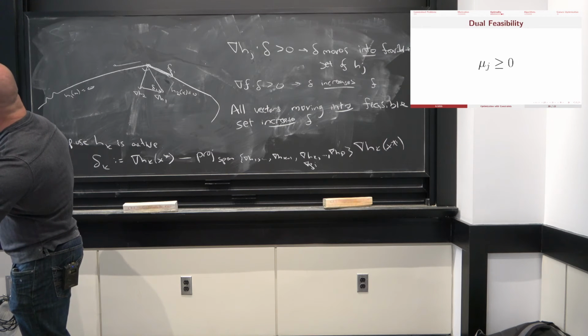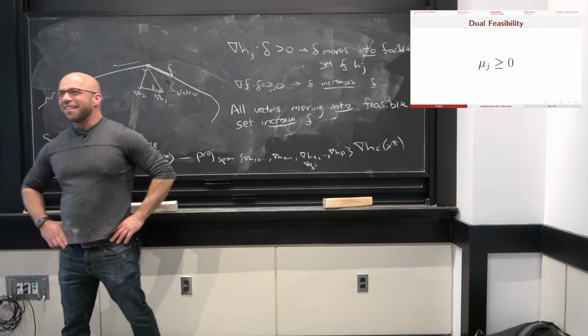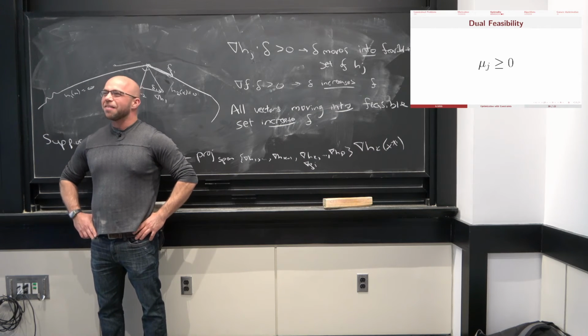So using this little argument, we derived this constraint, which even though our argument was ugly, the constraint itself is pretty clean, right? It's just that mu is positive. That makes sense?